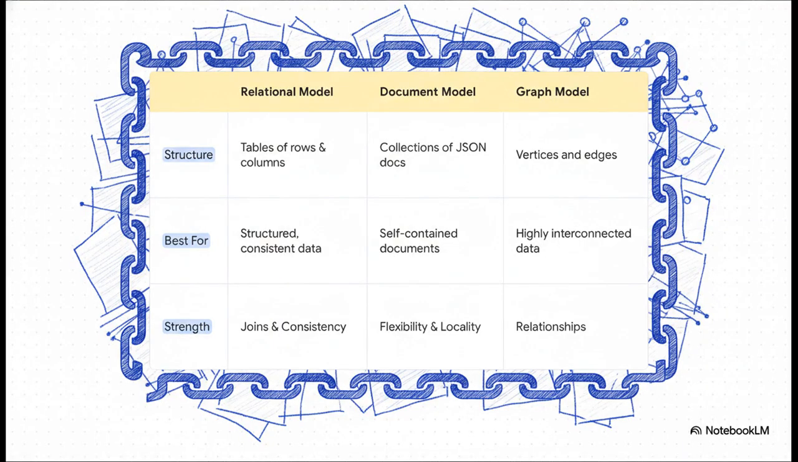So it all just comes down to knowing the trade-offs. The relational model, its key strength is joins and consistency, perfect for structured data. The document model, its strength is flexibility and locality, which makes it a dream for rapid development with self-contained data. And the graph model, well, its key strength is the relationships themselves, making it unbeatable for highly interconnected data. There's no single best answer. There's only the best tool for the job you have right in front of you.